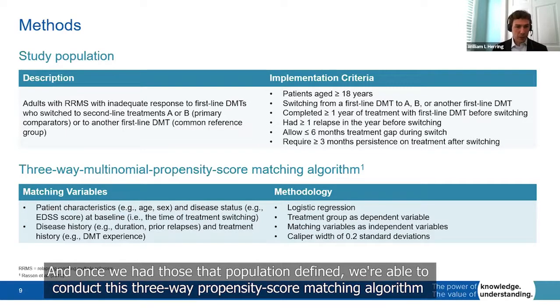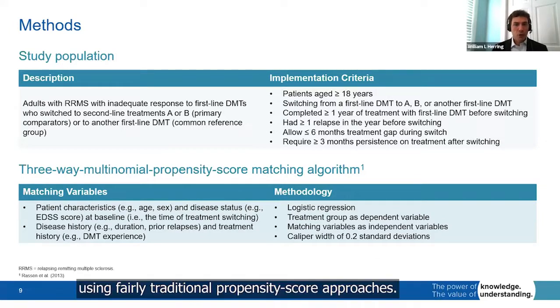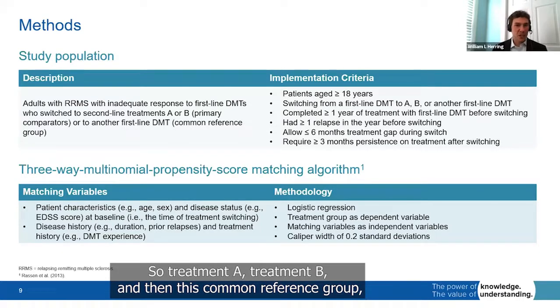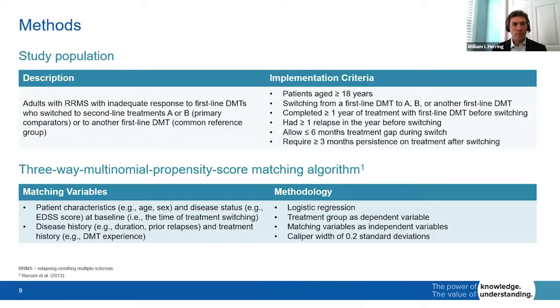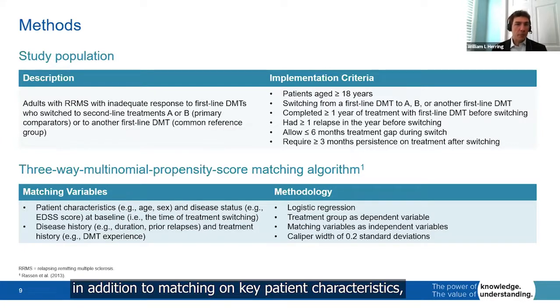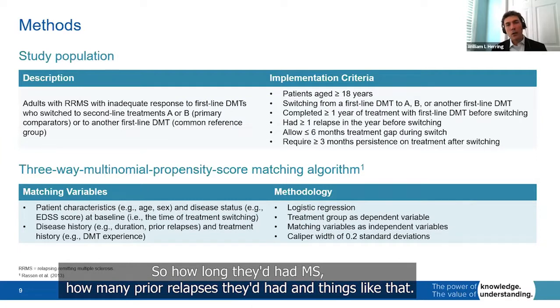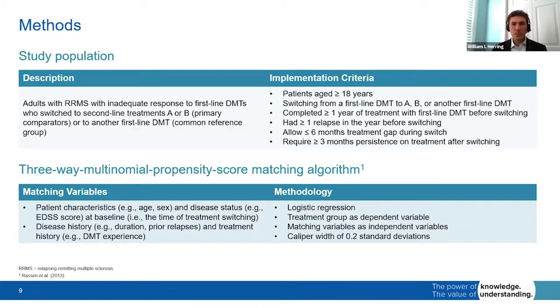And once we had that population defined, we were able to conduct this three-way propensity score matching algorithm using fairly traditional propensity score approaches. I think what is unique here is that we were doing it across 3 cohorts simultaneously: treatment A, treatment B, and then this common reference group. In addition to matching on key patient characteristics, we were able to match on key elements of disease and treatment history, like how long they'd had MS, how many prior relapses they'd had, and things like that.